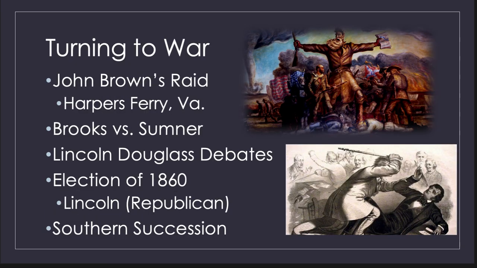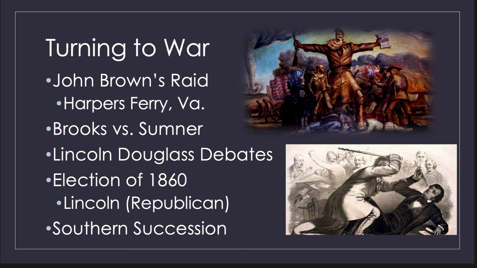The turning points to war. John Brown's raid on Harper's Ferry in Virginia. John Brown is going to be a martyr for the North, because John Brown has this plan to seize weapons from a federal arsenal or a federal stockpile at Harper's Ferry in Virginia. His goal was to start a slave revolt in the South, but after seizing the weapons, Brown and his men are going to be chased into a small building that becomes known as John Brown's Fort.